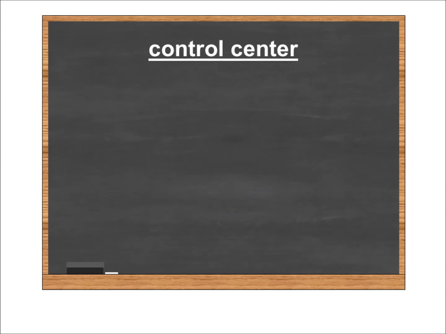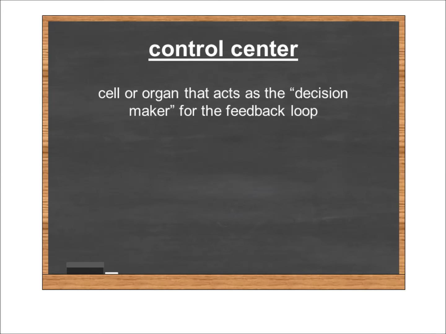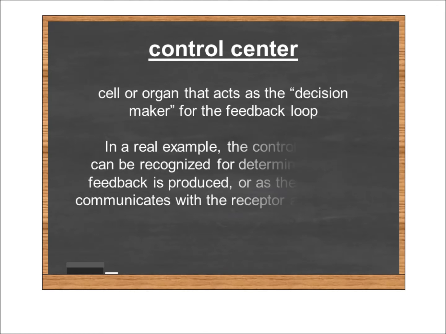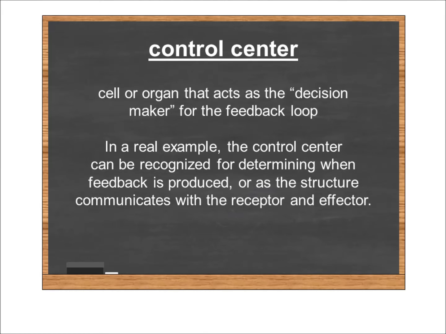The control center is the decision maker in the feedback loop. It's the cell or organ that decides when to act in response to the change. And you're going to recognize control centers sometimes because they're obviously behaving in a way that indicates they're a decision maker. You can expect many but not all control centers to be in the central nervous system. A lot of times you recognize it most easily by realizing it's the structure that is in communication with both the receptor and the effector.